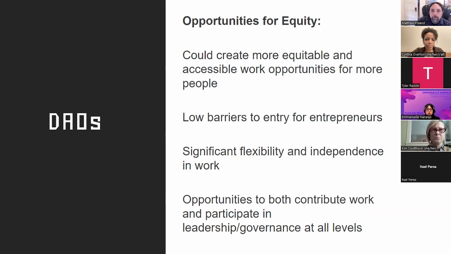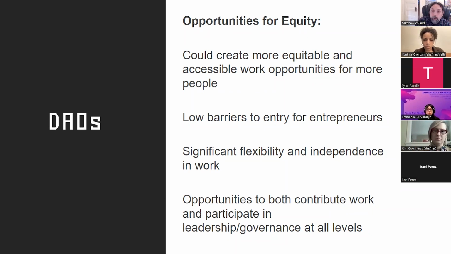On this one, because we assumed that there wasn't going to be as much awareness of it, we didn't go into a misperception about it, but wanted to touch on the opportunities for equity. Because there's not identity tied to it, and because they're sort of open-ended and equal, we think applying this in other spaces would really create more equitable and accessible work opportunities.